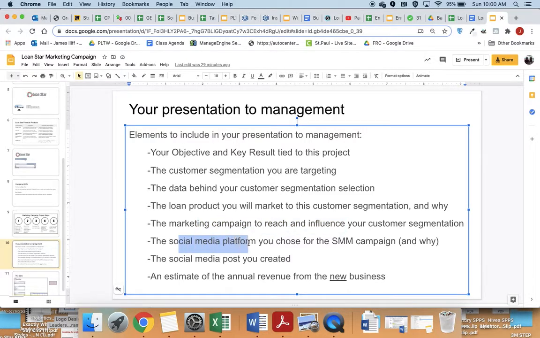The social media platform you're choosing, again, and why. You should have some research to back that up. You're going to show them the social media post you created. And then this one's a big one. You're going to try to estimate the annual revenue from the new business that you're going to create. And a future video is going to show you kind of how to think about that. But management wants to see how much revenue your campaign is going to bring in.